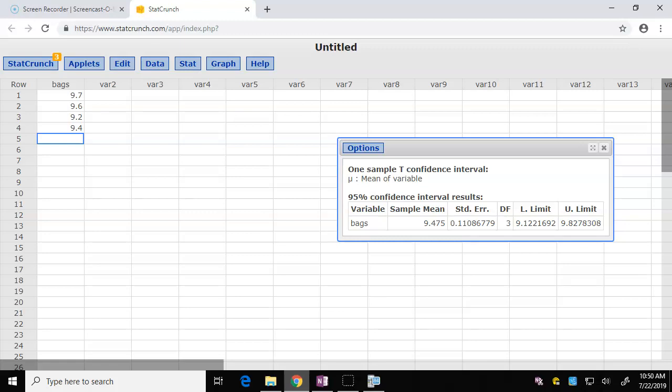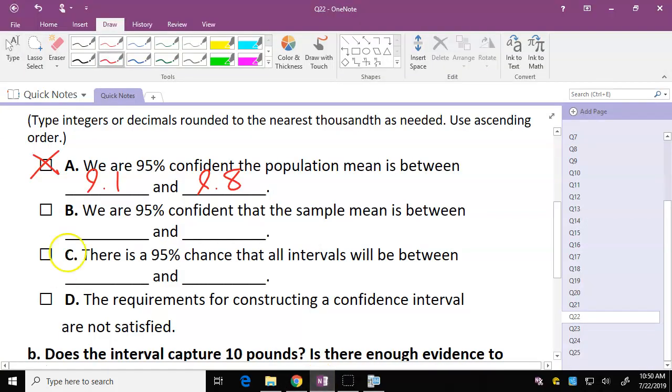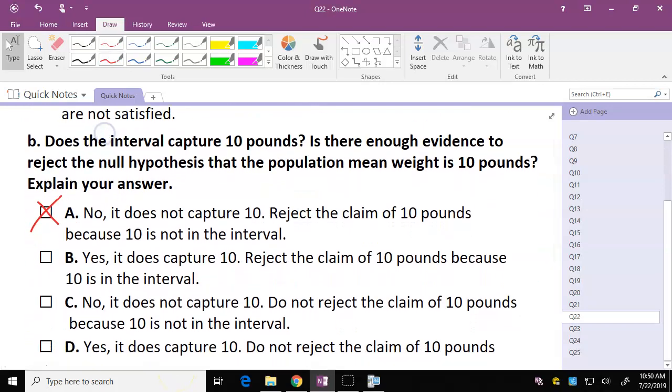9.122. And the other one? 9.828. All right, so let's go back and fix that. Good catch. 9.122, 9.828. Still, that doesn't change our bottom answer. 10 is not captured, and we will reject the claim because it is not in the interval. All right.